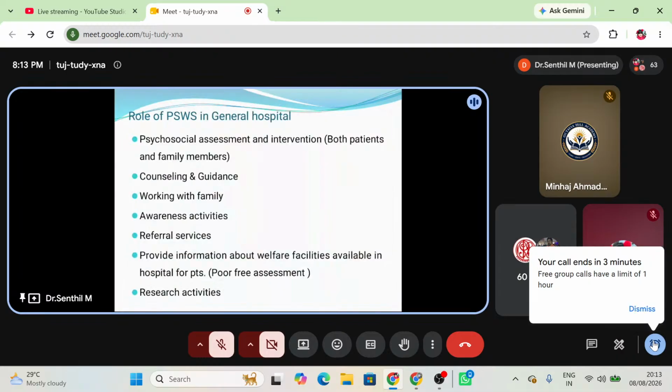Coming to the role of the psychiatric social worker in general hospitals: this means the GHPU, the General Hospital Psychiatric Unit, where there is a Department of Psychiatry. What kind of role can the psychiatric social worker play? The psychiatric social worker is not restricted to psychiatric hospitals like CIP or NIMHANS. Even the psychiatric social worker can work in general hospitals, where patients come with a lot of psychosocial problems.